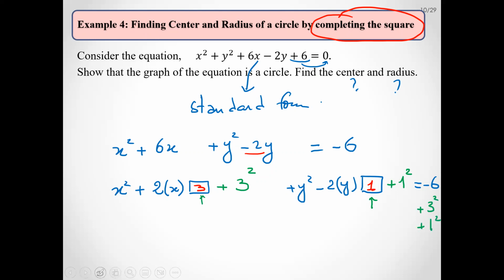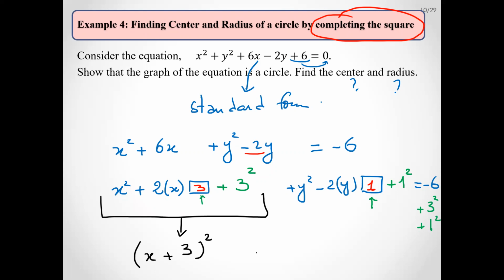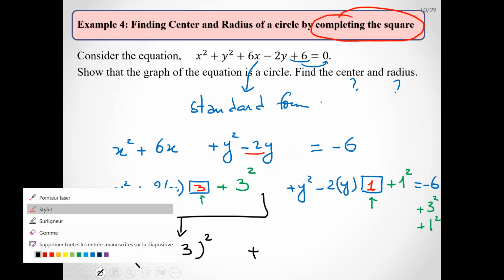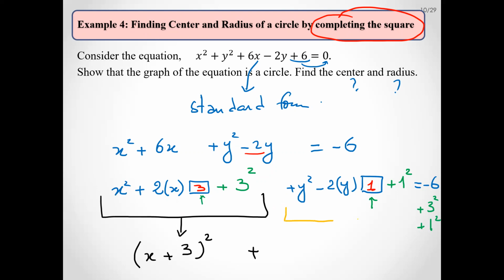أوكي؟ إذا شو صار عندي؟ صار عندي these 3 terms كلهم يعطوني a perfect square x plus 3 whole square plus these 3 terms كلهم يعطوني a perfect square اللي هو y minus هنا كانت plus لأنه الحد الأوسط plus 1 square.